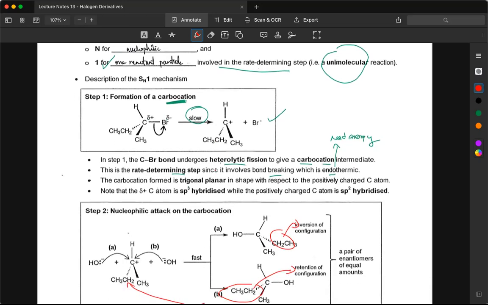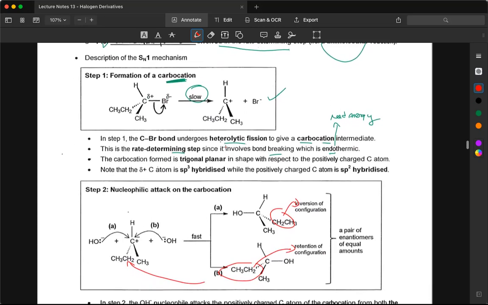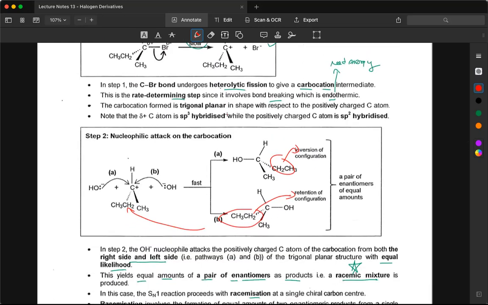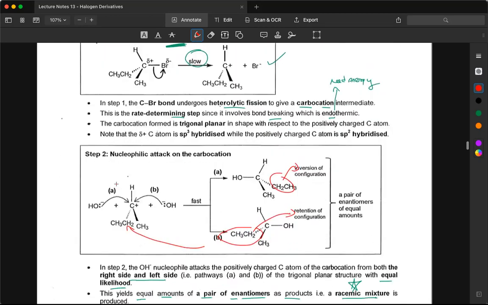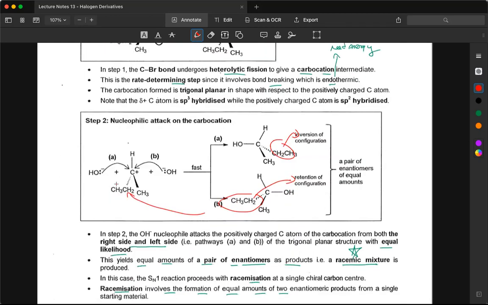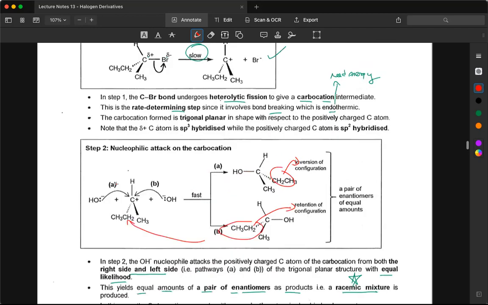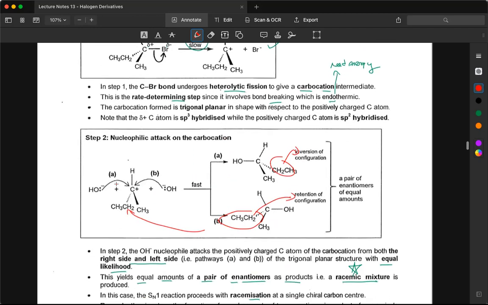The carbocation formed is trigonal planar with respect to the positively charged carbon atom. The other carbons are sp3 hybridized here, but the positively charged carbon is sp2 hybridized. So in step 2, we have the nucleophilic attack on the carbocation. After the carbocation is formed, the nucleophile will start to attack the carbon.